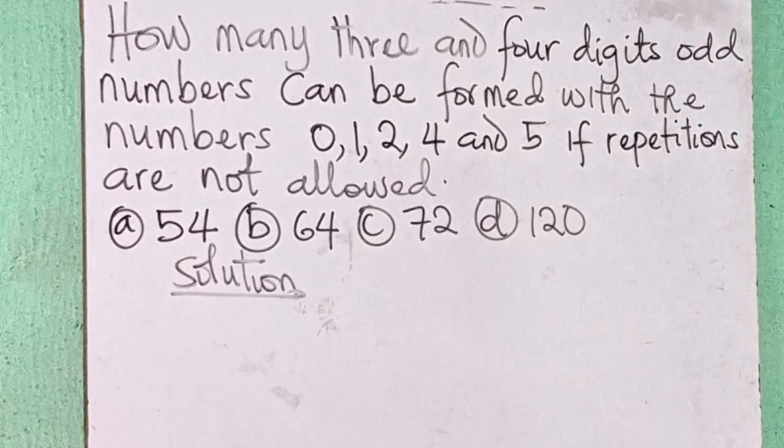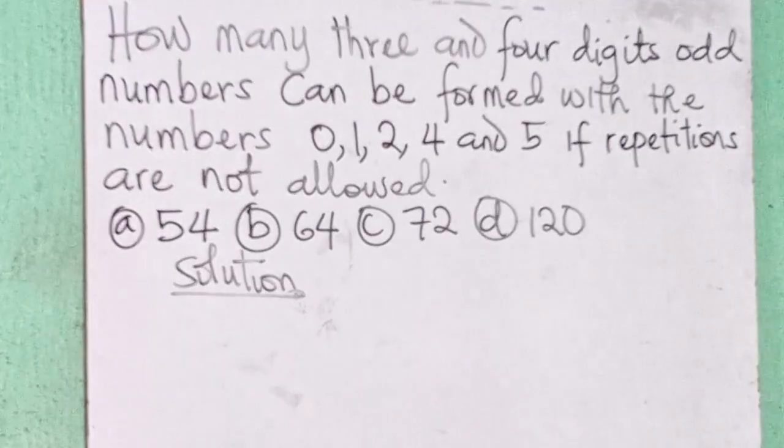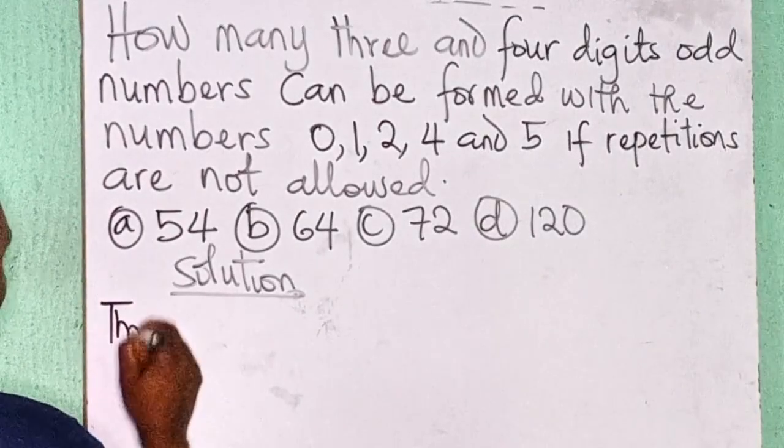Solution. Now, I want to say something quickly before I solve this. If you are looking for a 3-digit or a 4-digit odd number, the first thing that comes to your mind is that for a number to be called an odd number, the last digit must be odd. Apart from that, the first digit cannot be 0. Is that clear? So let us start with a 3-digit odd number.